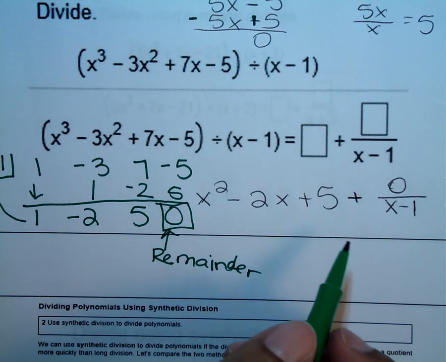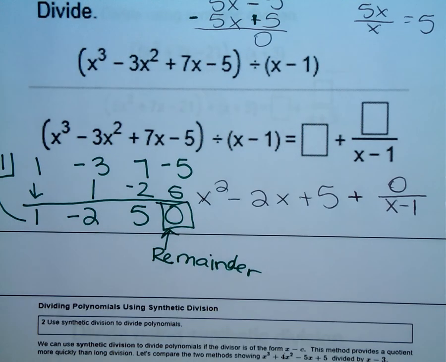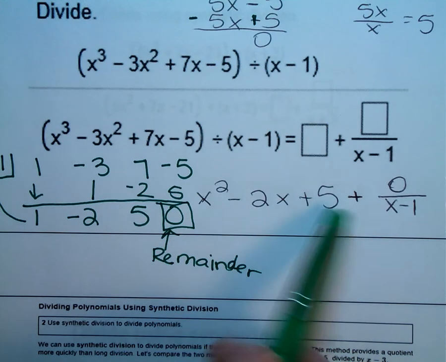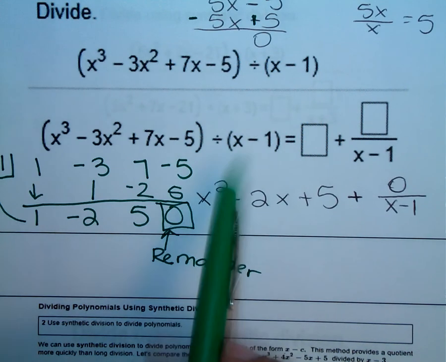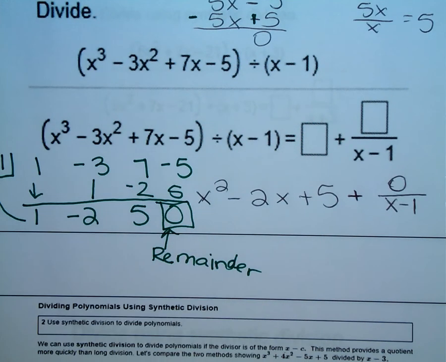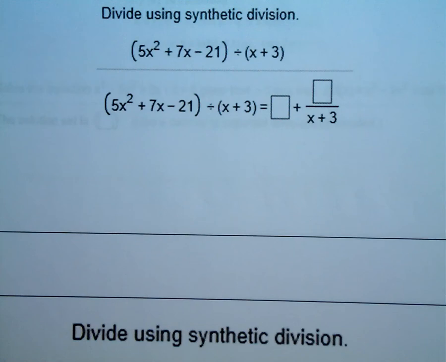So the way this worked out, since this is our remainder, that means this would have been a factor for this problem, which means if I multiply x squared minus 2x plus 5 times x minus 1, if I multiply those two things back by each other, I should get this. We should. Okay. Alright. We got another one.